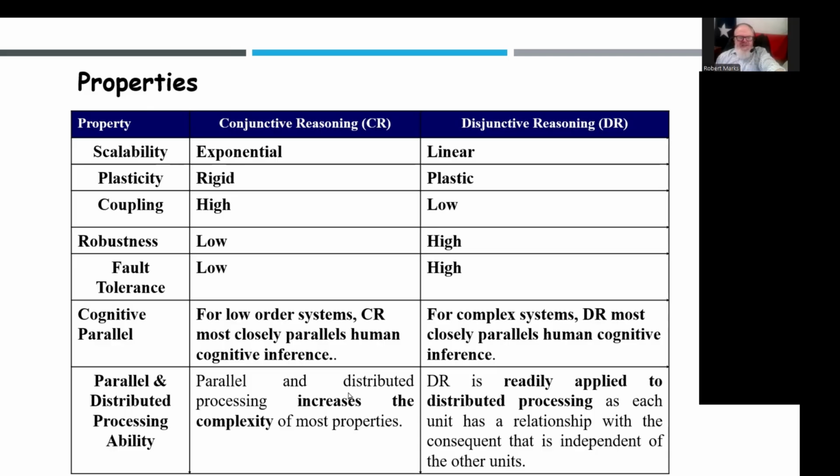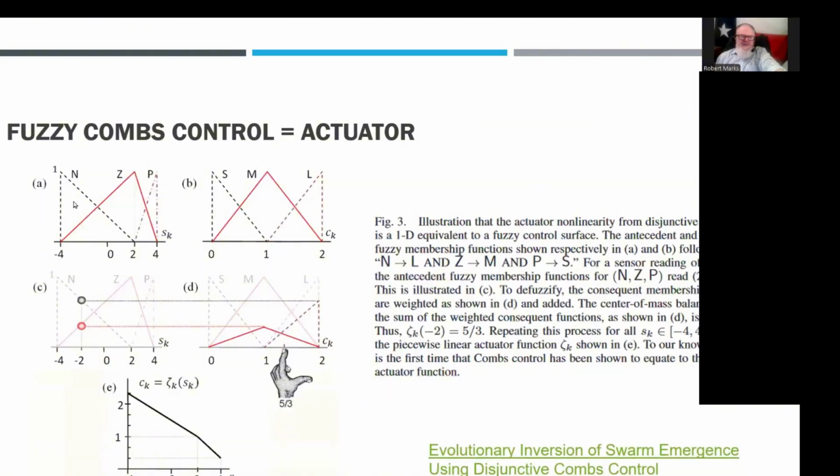One of the things that we discovered working with disjunctive reasoning, Combs control, is that basically it corresponds to an actuator. And this is kind of interesting. You don't have to go through all of the defuzzification.